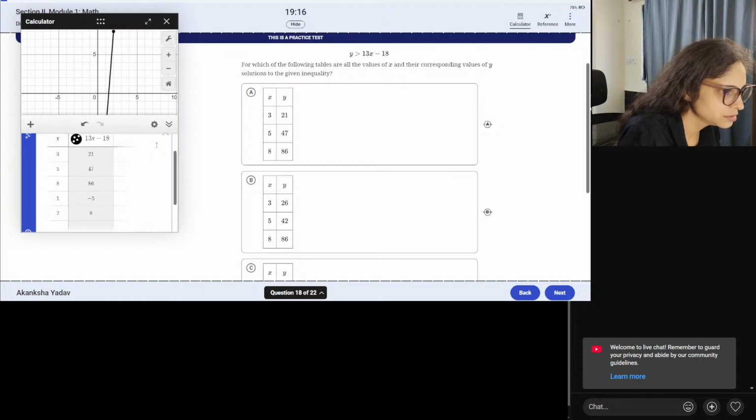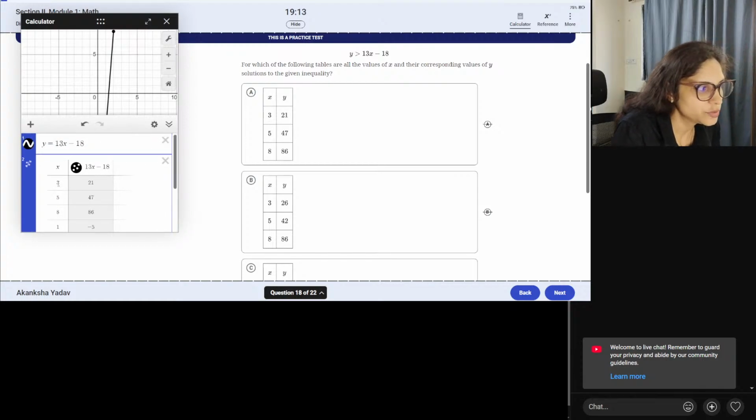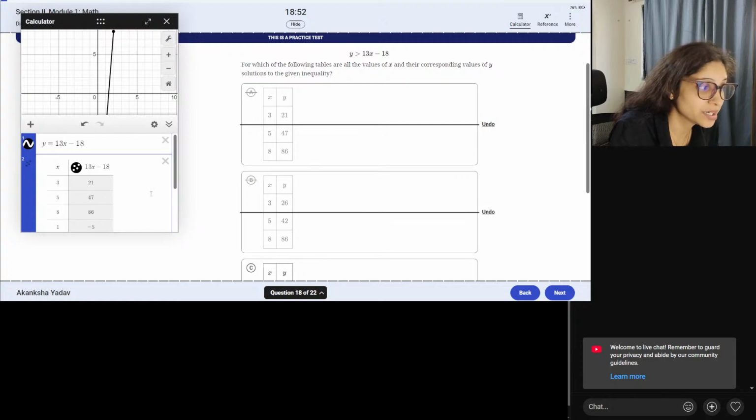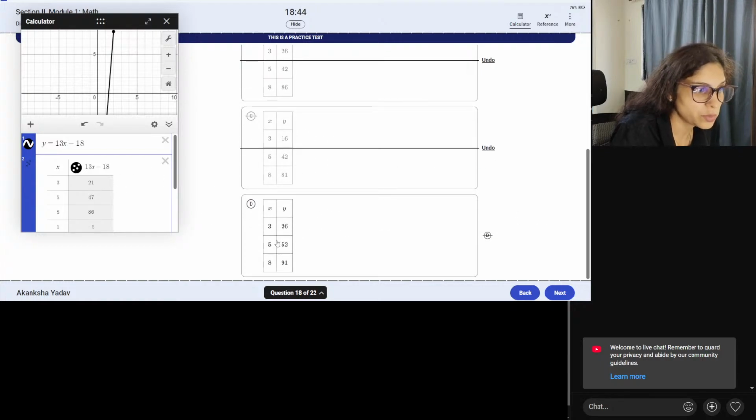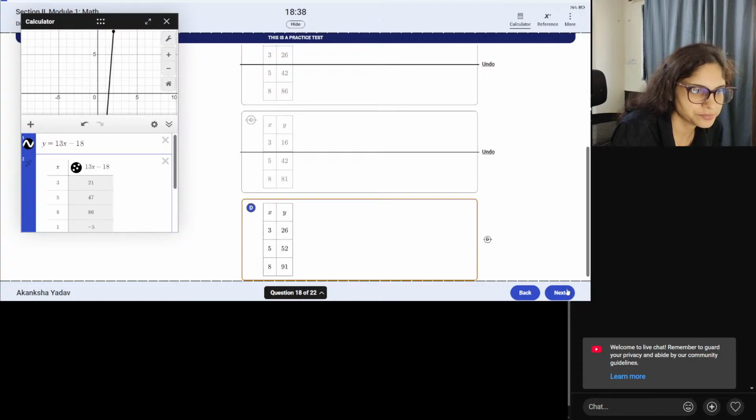3, 5, 8. So you can see at 3 it is 21. At 5 it is 47. At 8 it is 86. So y is not equal, it has to be greater than 21, 47, 86. This option is gone. 26 is greater than 21, so yeah, that works. But 42 is not greater than 47. So this doesn't work because y has to be greater than these values. Here 16 is not greater than 21, does not work. 26 is greater than 21, 52 is greater than 47, 91 is greater than 86. So option D is the correct one.